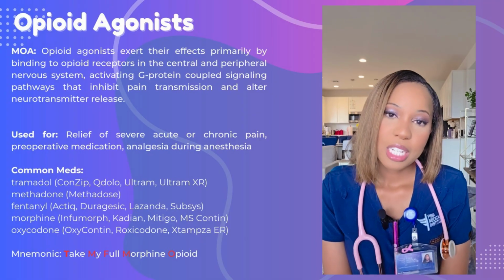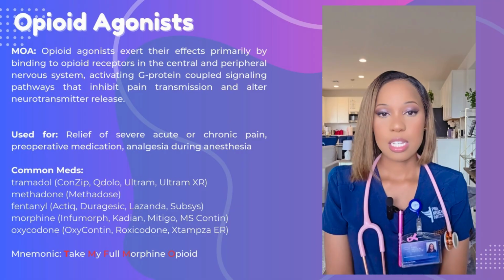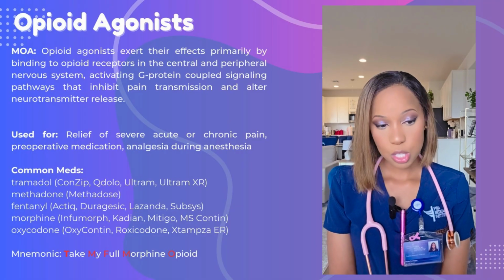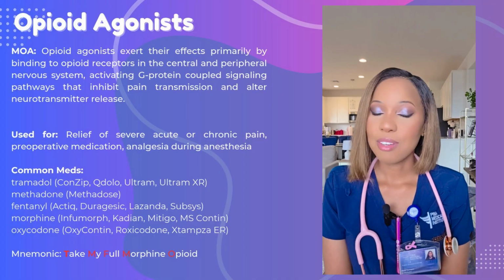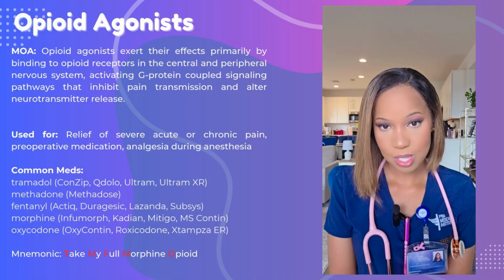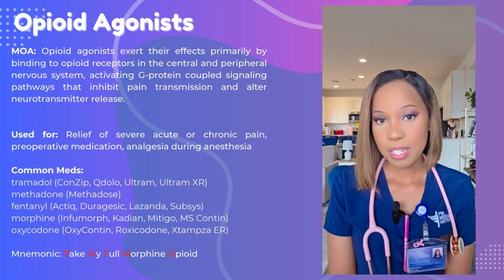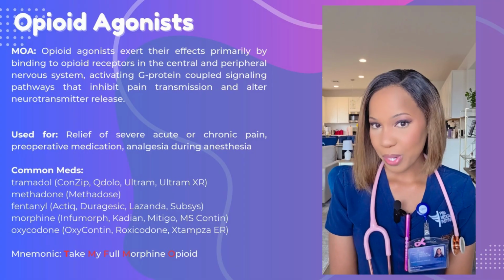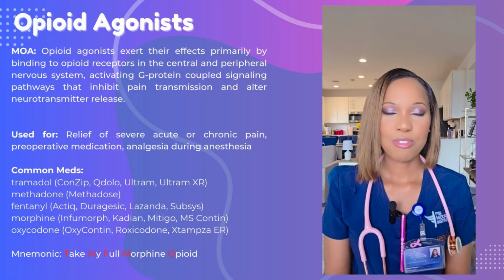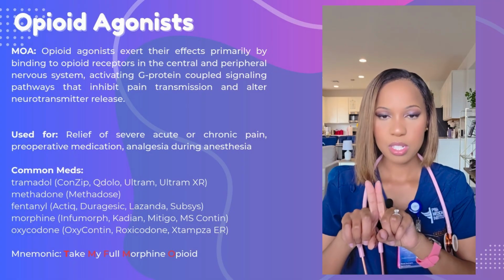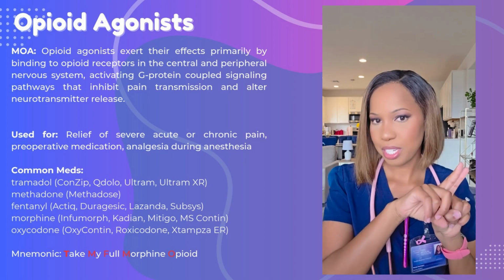Some common medications for this drug class are tramadol, methadone, fentanyl, morphine, and oxycodone. And I have a fun mnemonic to help you memorize those as I put them in an order. So my mnemonic is "take my full morphine opioid." And the first letter of each word represents the letter of each medication.